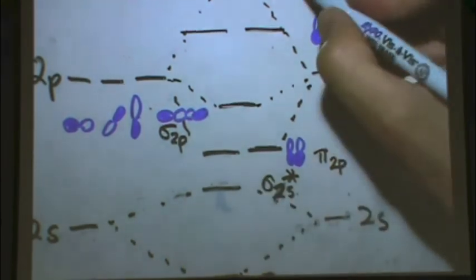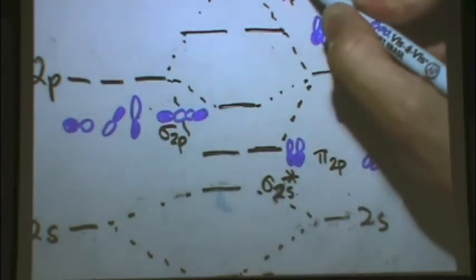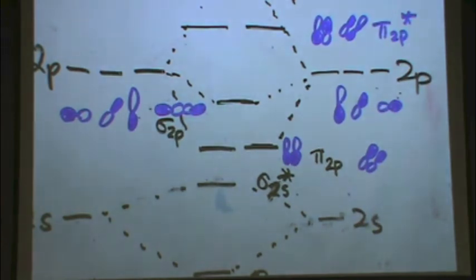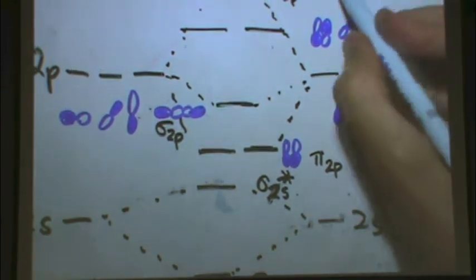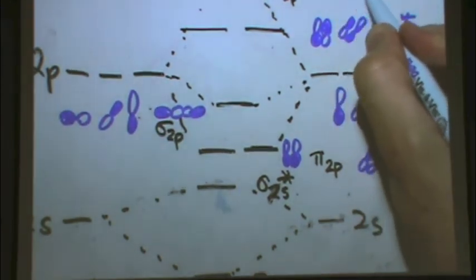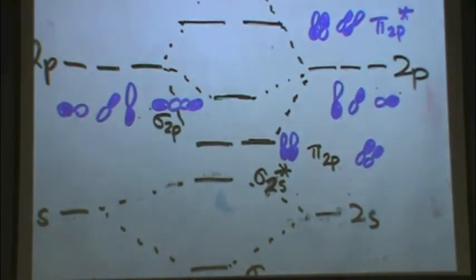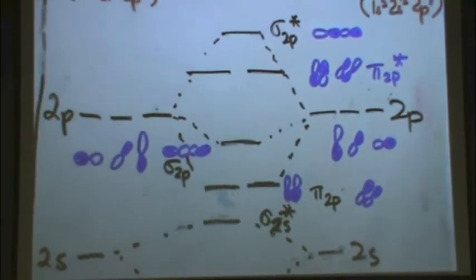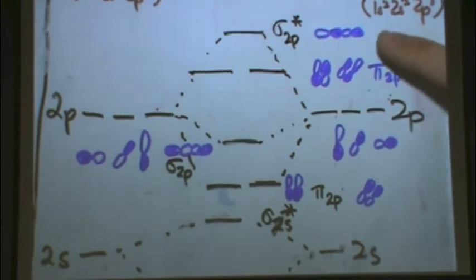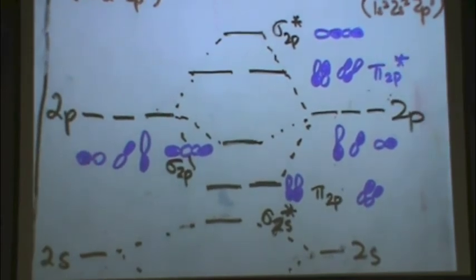I'll redraw that. The anti-bonding would be sigma 2p star, and it would look like that. Oops, you can't see it. There it is, right here at the very top. That would be the 2p for nitrogen. I know you haven't seen it before, so it looks weird the first time.